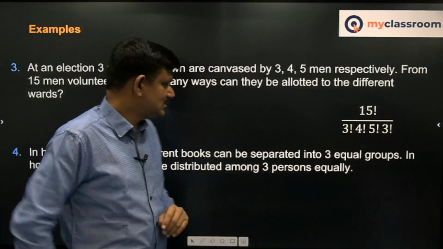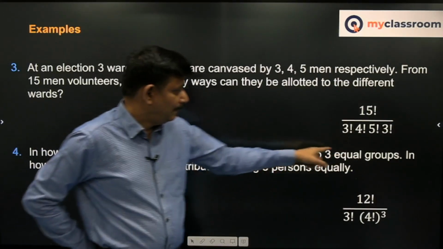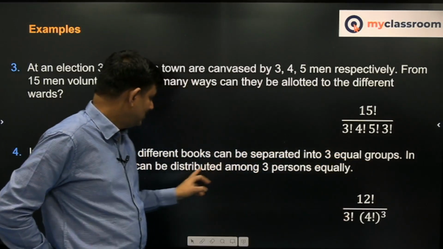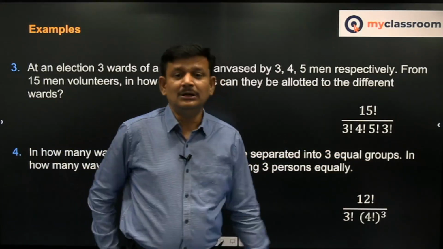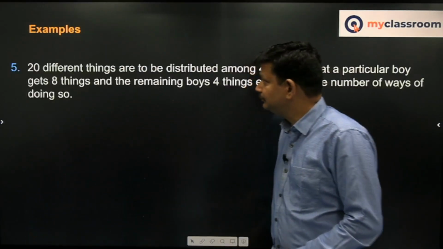So, what are the answers here? When you are distributing among groups, there will be 3 factorial, and when you are distributing among persons, there will be no 3 factorial. So, this is how we will be solving the questions.